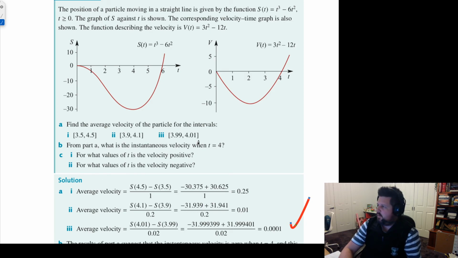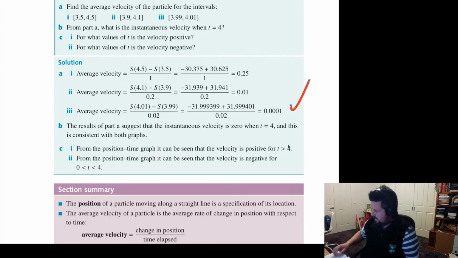Next it says from part A, what is the instantaneous velocity when time is equal to 4? For this one, you want to be looking at the velocity time graph, and you can see here at time equals 4, the velocity is 0. So we can just suggest there that the velocity is 0.